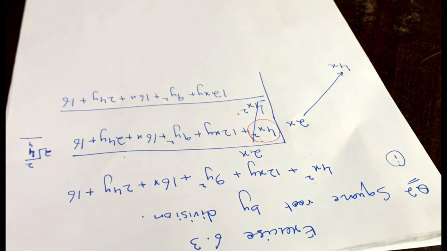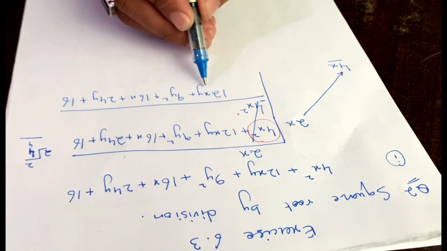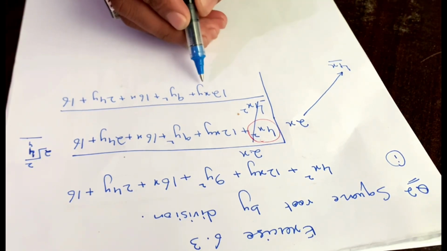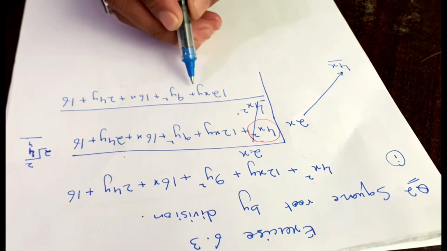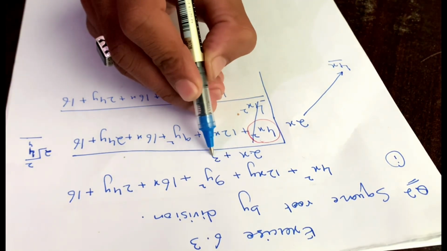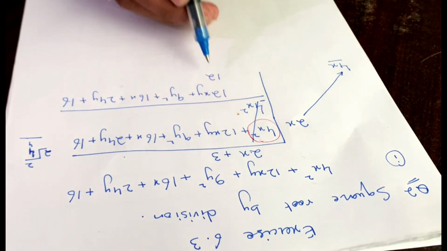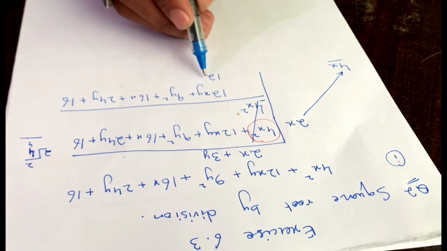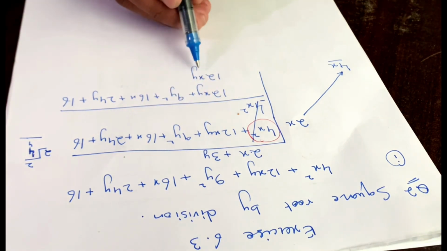Now here we have 4x and here we have 12xy, so we need to find a number which when multiplied with 4x gives 12xy. What does that mean? We need a number such that if we multiply it with 4x, we get 12xy. What is that number? If we multiply 4 with plus 3, we get 12. Now 4 multiplied by 3 is 12, and x multiplied by y gives us xy. So if we multiply 4x times 3y, we get 12xy.